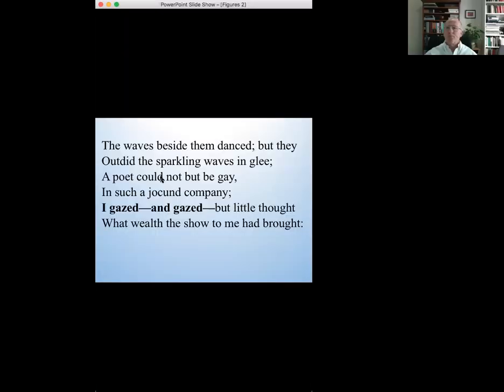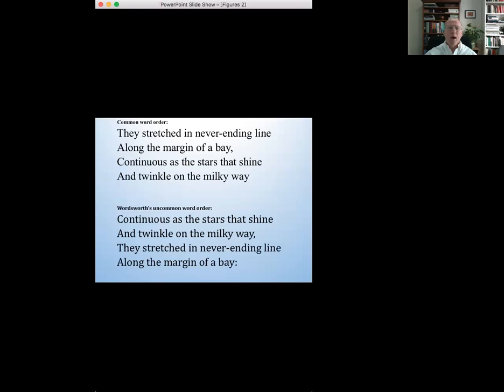Notice also that there are several instances of hyperbaton in the poem. That is to say, a simple inversion or reversal of common word order. So I believe it would be more common for us to say, they stretched a never-ending line along the margin of a bay, continuous as the stars that shine and twinkle on the Milky Way. But Wordsworth has an inverted order.